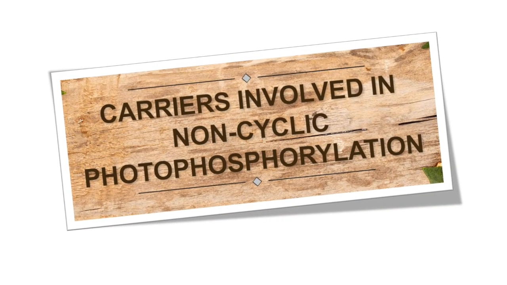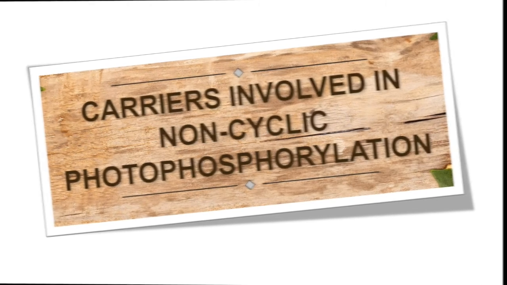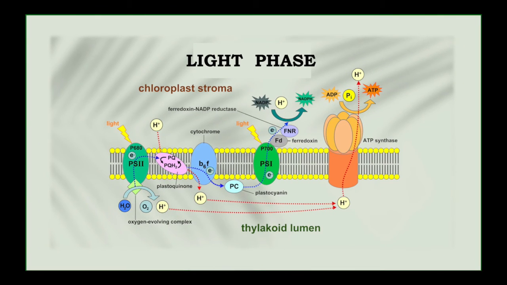Carriers involved in non-cyclic photophosphorylation. Photosynthesis is having two definite phases, the light phase and the dark phase. The light phase operates in the membrane of the thylakoid, where there will be the two photosystems, the photosystem 2 and the photosystem 1. The photosystem 2 will give rise to the electron, which will come to the photosystem 1, and the photosystem 1 will give rise to electron, which will be ultimately accepted by NADP. But water, which is actually undergoing photolysis, will give rise to H plus ion, and oxygen will be liberated out.